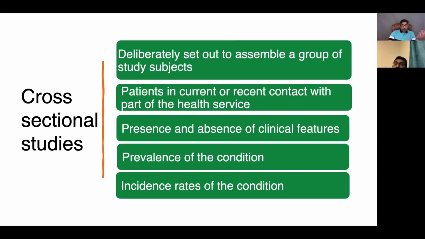So if you study the presence or absence of a disease, for example inflammatory bowel disease in 18 years old subjects, then it becomes a cross-sectional study in 18 years old. If you look for incidence and prevalence of inflammatory bowel disease in 60 years old, then it becomes a cross-sectional study looking at 60 years old subjects. The main reason for cross-sectional studies is to understand the incidence and prevalence of the disease.